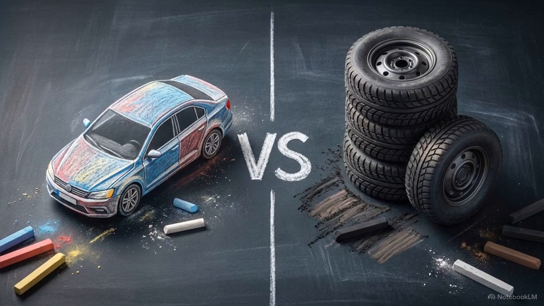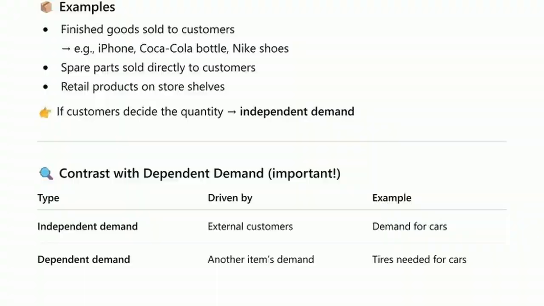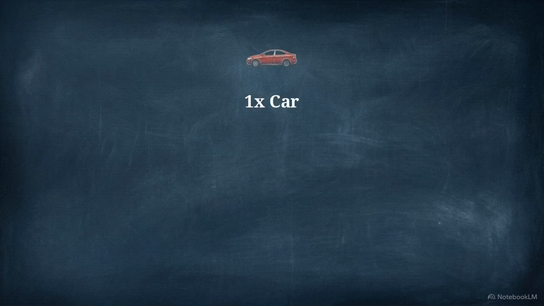To fully grasp independent demand, we must contrast it directly against its operational counterpart, dependent demand. This table outlines the critical differences. Demand for an assembled car is driven by external customers, making it independent demand. Conversely, demand for the car's tires is dictated strictly by internal production schedules, making the tires dependent demand. The bill of materials governs this relationship.